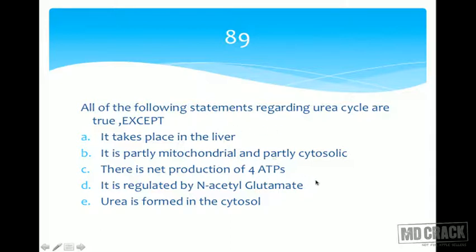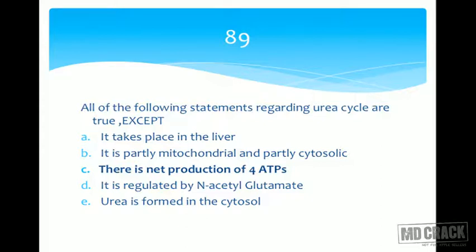There is net production of 4 ATPase. It is regulated by N-acetyl glutamate. Urea is formed in the cytosol. So this is one of the questions by which you can know about the whole of the urea cycle, because most of them are true except. So the answer should have been, there is net production of 4 ATPase.